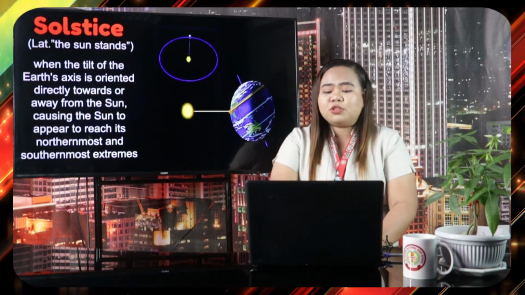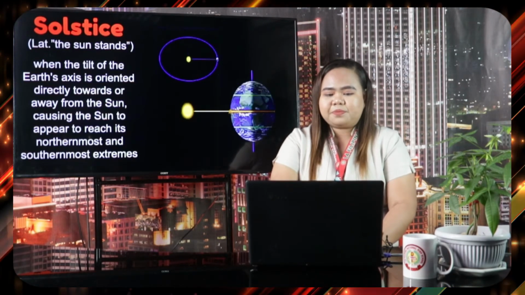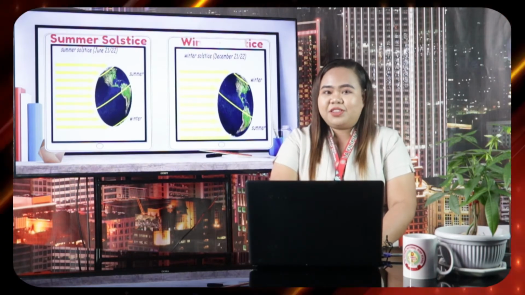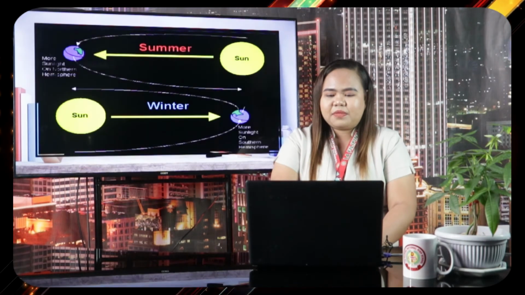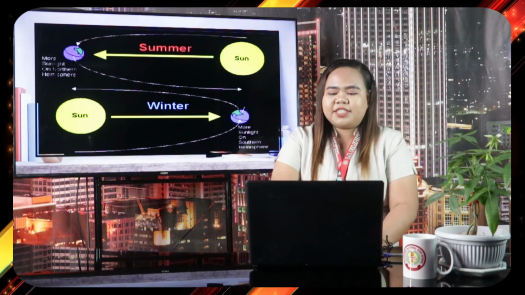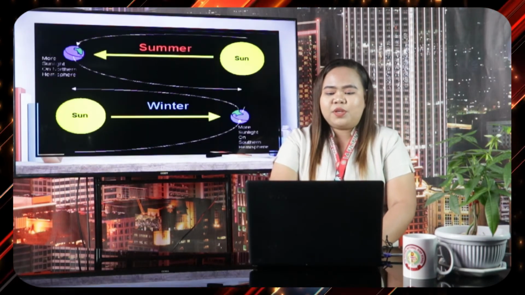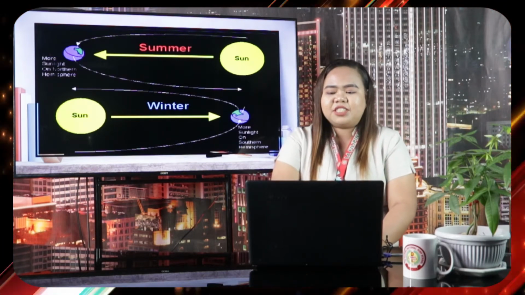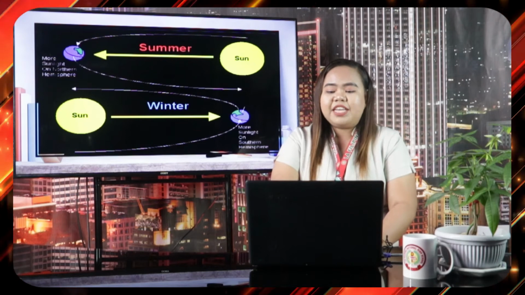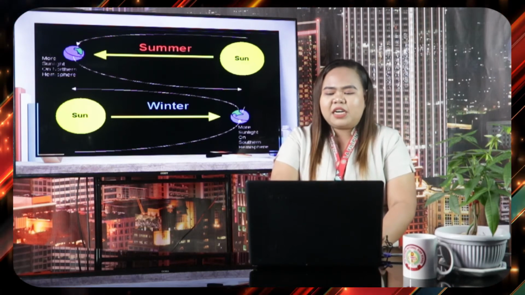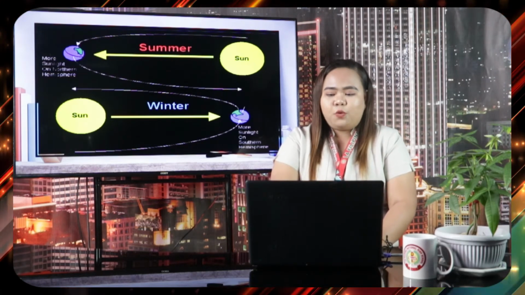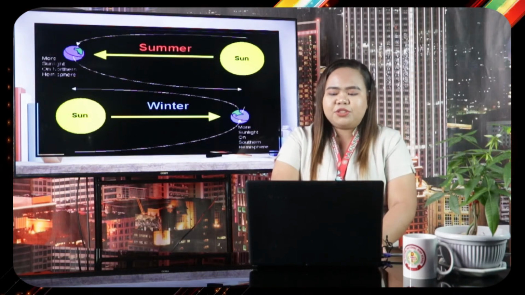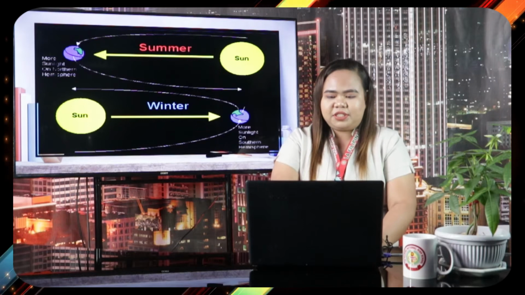And there are two solstices in a year. We have the summer solstice and the winter solstice. Day length varies with the time of the year and the latitude at which you are situated. For the northern hemisphere, the axis points most toward the sun in June, specifically around June 21st, and away from the sun around December 21st. These correspond to the summer and winter solstice.